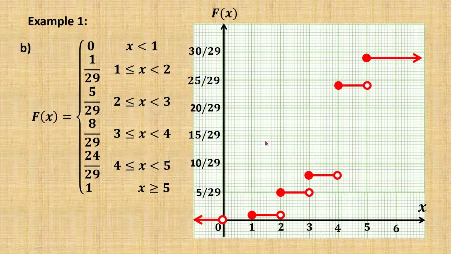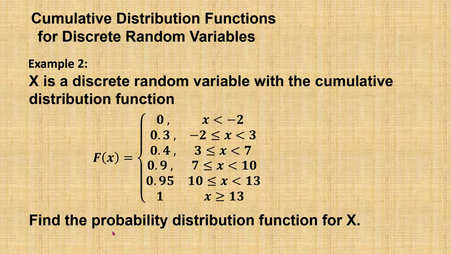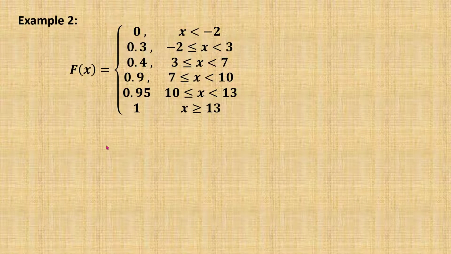So this is the graph for the cumulative distribution function for x. In this example, I'm going to show you how to obtain the probability distribution function for a discrete random variable from a cumulative distribution function. To find the probability distribution function for x, since x is a discrete random variable, the possible values of x must be exact values.